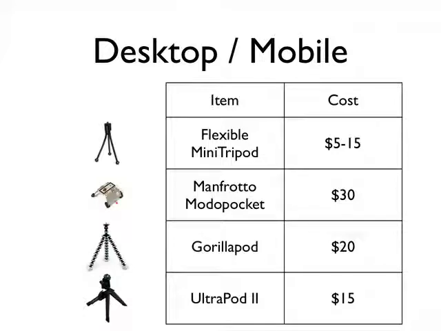Okay, but if you're recording in the classroom, you're going to need a tripod. So I looked at a couple of options here. In terms of desktop options, there are 4 devices that you might want to look at. The first one up here is the flexible mini tripod, and you can pick these up for something between $5 and $15. I would not recommend purchasing these.